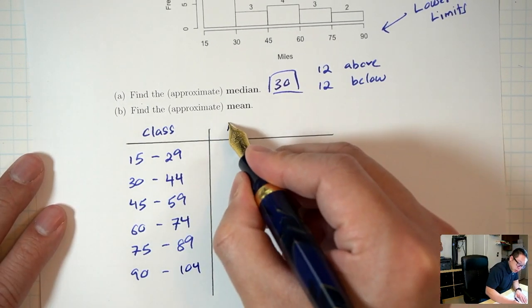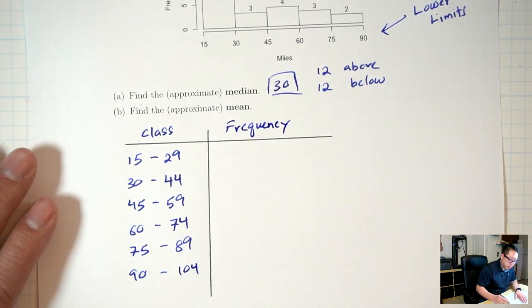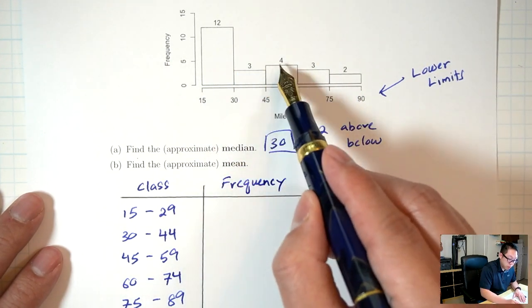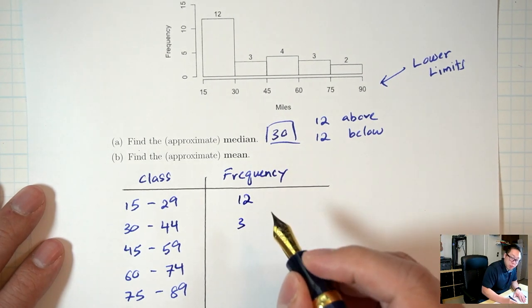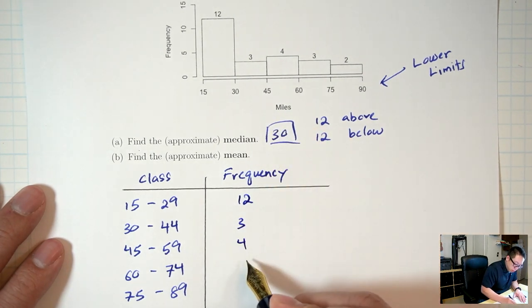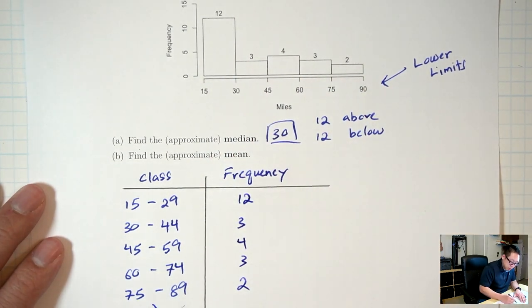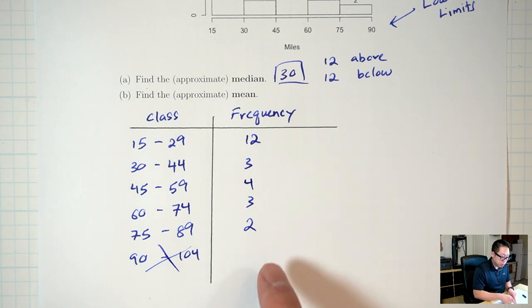Okay, the frequencies. This is a frequency histogram, so these numbers are the frequencies. So 12, 3, 4, 3, 2. And I didn't need this last one anyway. All right, so this is a frequency table, a frequency distribution.